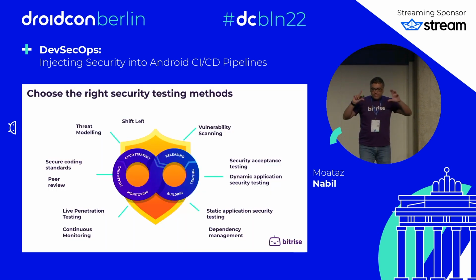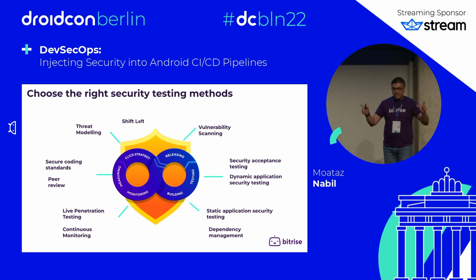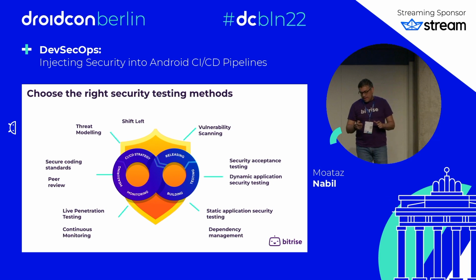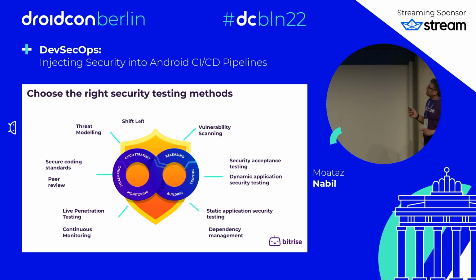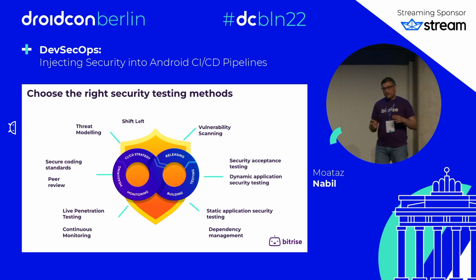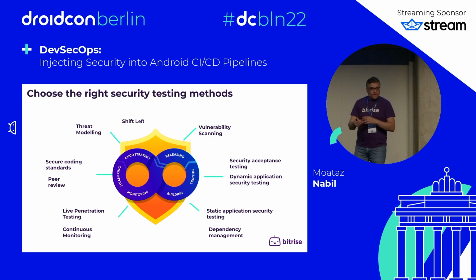Now let's assume we need to choose which testing tool is right for us. For example, we have the CI/CD lifecycle. We start selecting the CI/CD strategy, and now we are building the application, testing, releasing, monitoring, and measuring. In each stage, you have a specific testing or security method you want to apply.